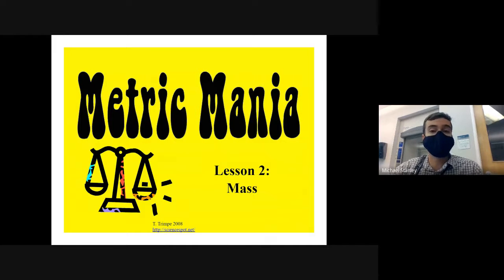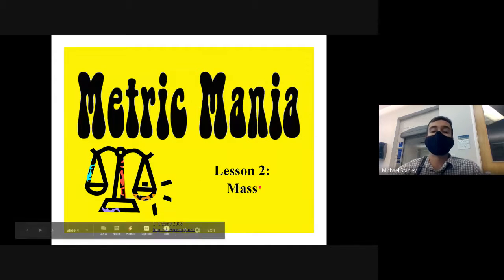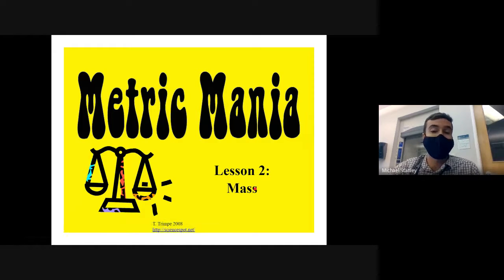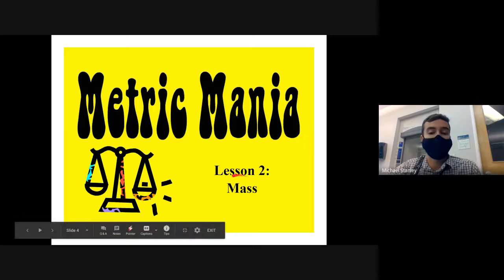The next type of measurement that scientists make has to do with the mass of something. Essentially, how much stuff is there? What is the weight of this object? So when you see mass, think like weight. Like if you put this thing on a scale, how much would it weigh? That is its mass.